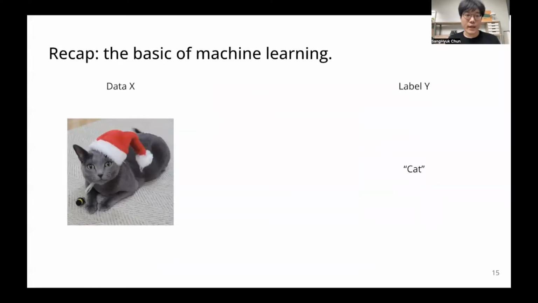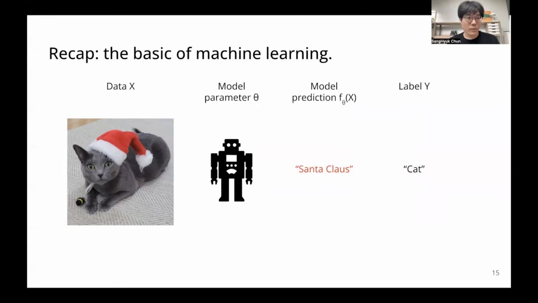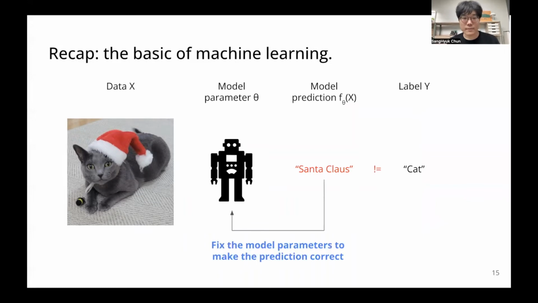Okay, to understand why shortcut learning happens, let's briefly recall the basics of machine learning. A machine learning model is trained with data X and label Y. If the machine makes a wrong prediction, then we update the model to make the correct prediction. If the prediction is correct, then we don't update the model. It is the high-level description of how a model learns from data. Remember, the model is not updated if the prediction is correct.